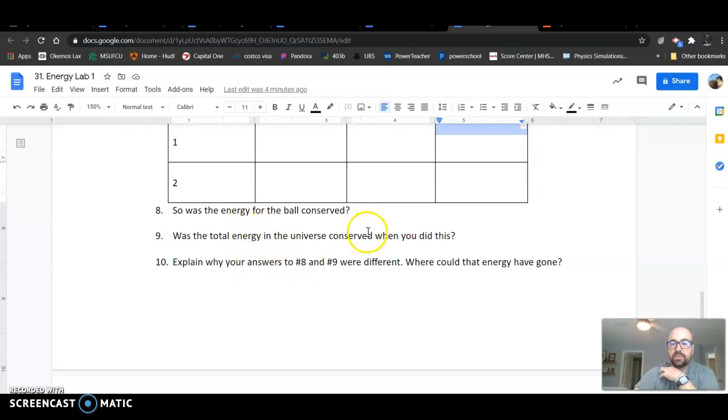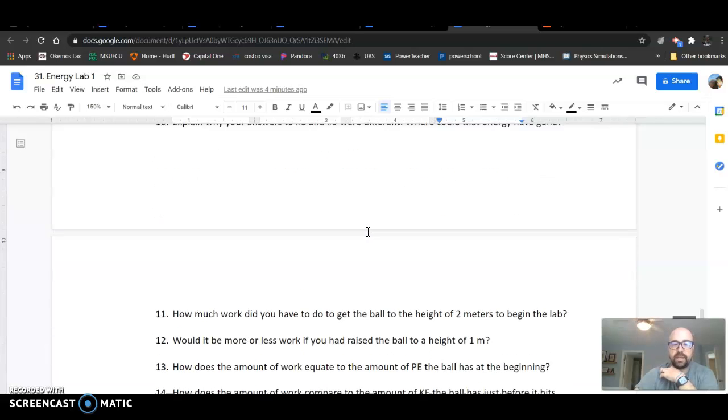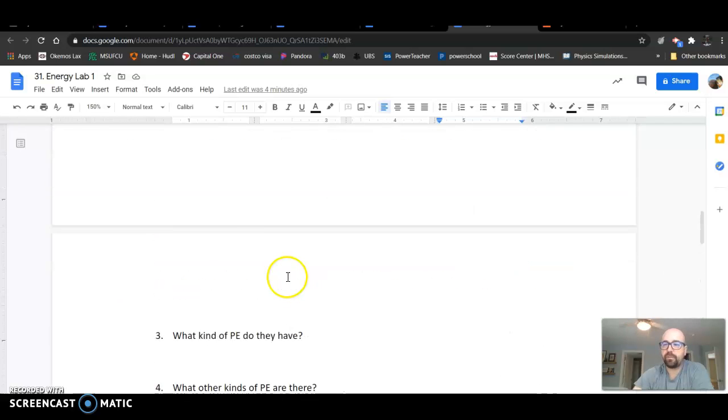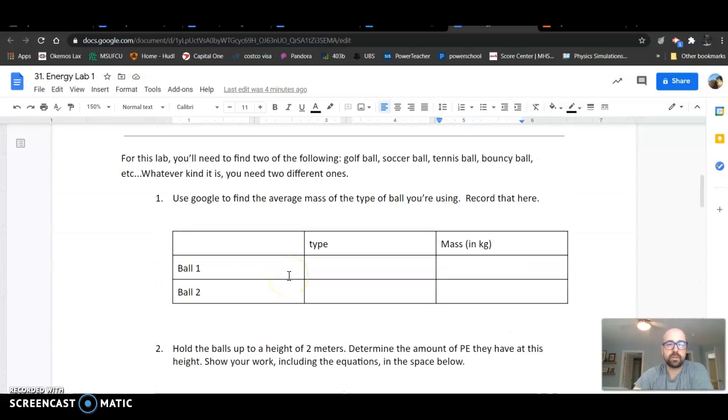And then a couple questions here about what's going on energy-wise, and then here are some questions about work that you might try to think through, but we're going to talk about work in class on Thursday and Friday, so we'll get to those answers.